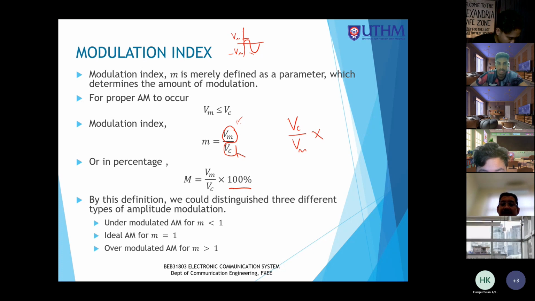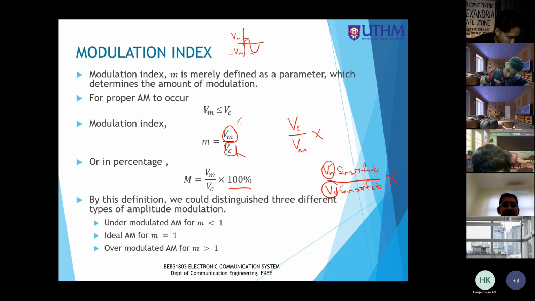What other mistakes do students make? They do it like this: VM sin 2 pi FMT divided by VC sin 2 pi FCT. This is also wrong. Okay, this is wrong. Okay, it only involves VM and VC. Okay, so be careful about that.